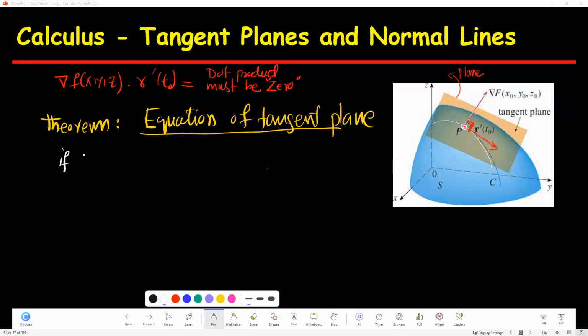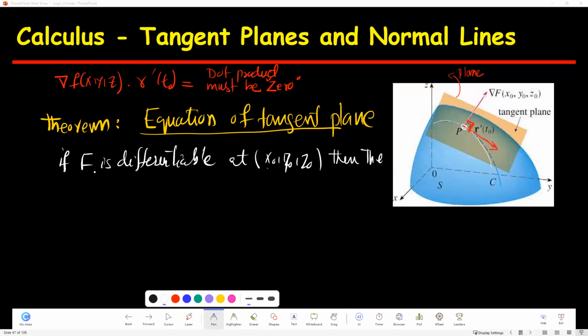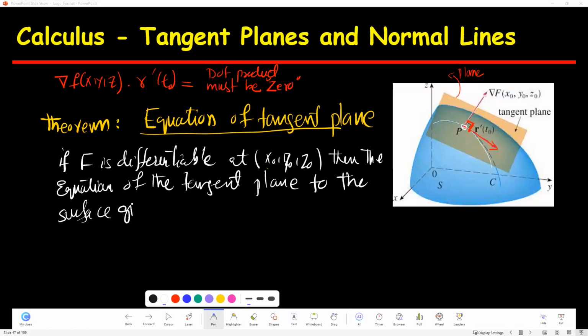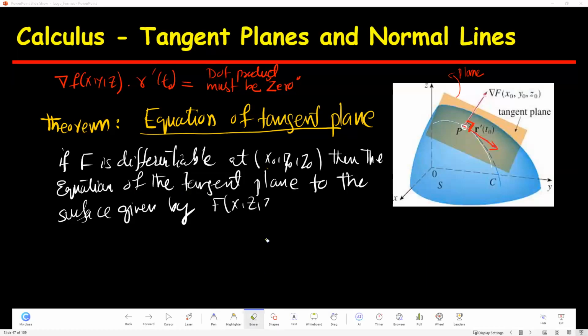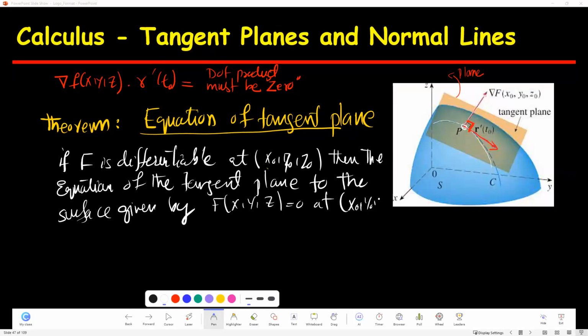Okay, equation of tangent plane. If f is differentiable, the function is differentiable at some point, which is P here, and I'm going to say is x naught, y naught, z naught, then the equation to the surface given by z naught is this. Remember, this is just a dot product.